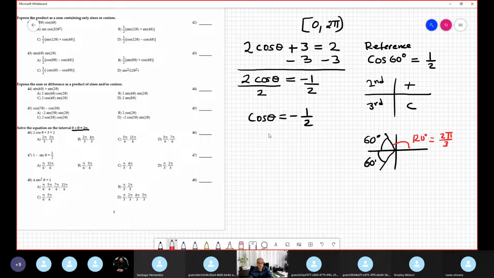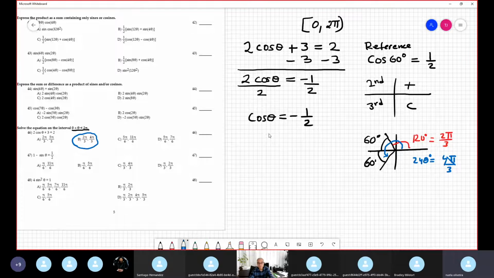Or this guy, let me use another color. Is this. Is 240, no? 240 degrees is equal to 4 pi over 3. Okay, and this is, I suppose, the solution. The solution is B, no? Yeah, B. 2 pi over 3 and 4 pi over 3. Any question?